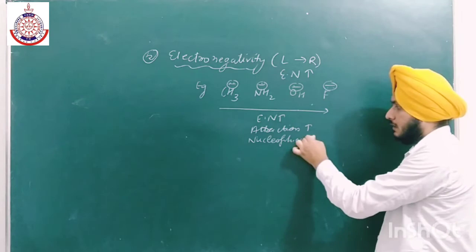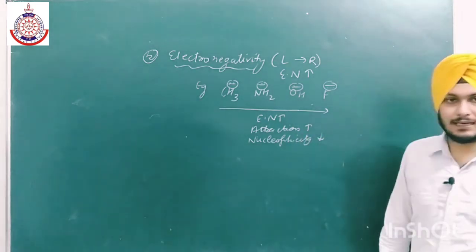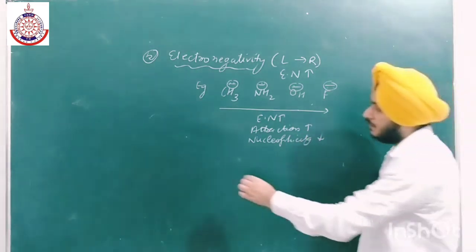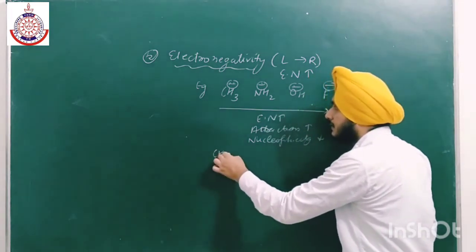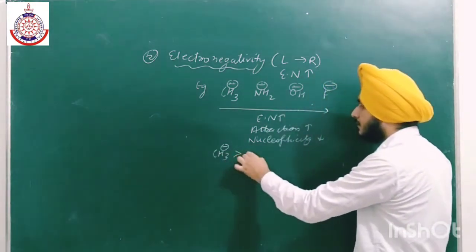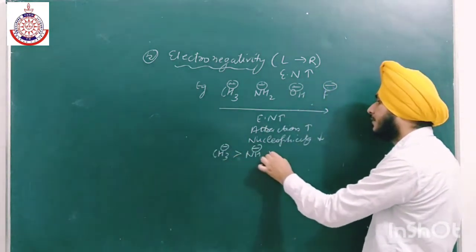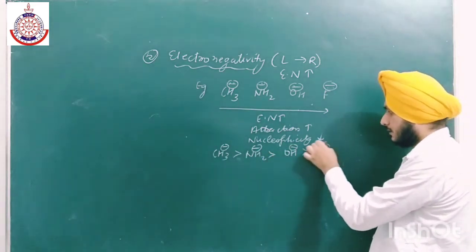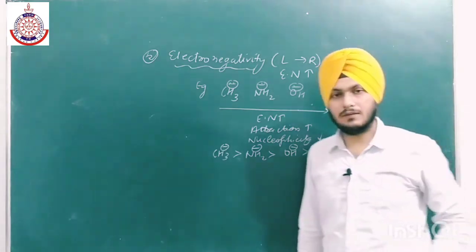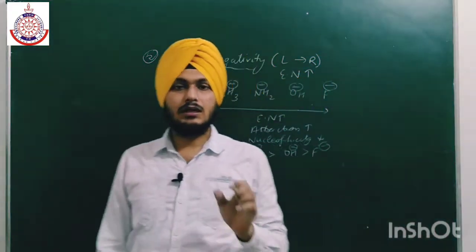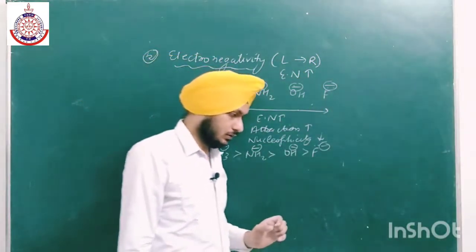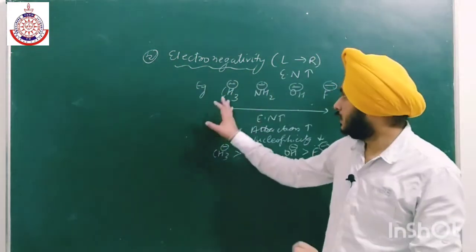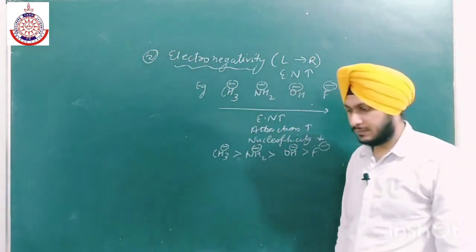Nucleophilicity decreases. So this is the second factor. The order of nucleophilicity will be CH3 negative the highest, then we have NH2 negative, then OH negative, and F negative will be the lowest. Here we are taking the electronegativity factor, not the size factor, because they all have near about the same size.